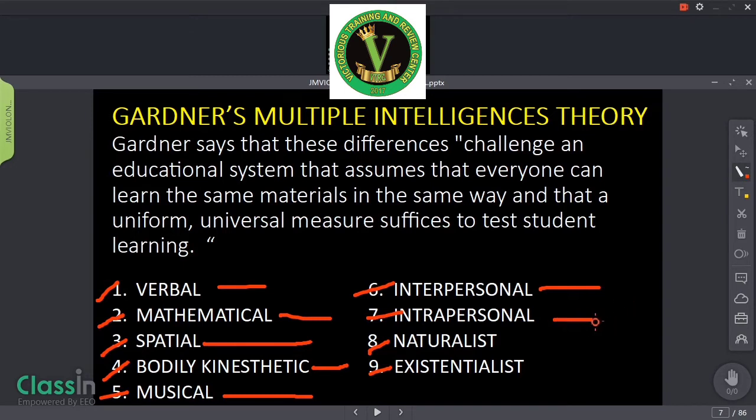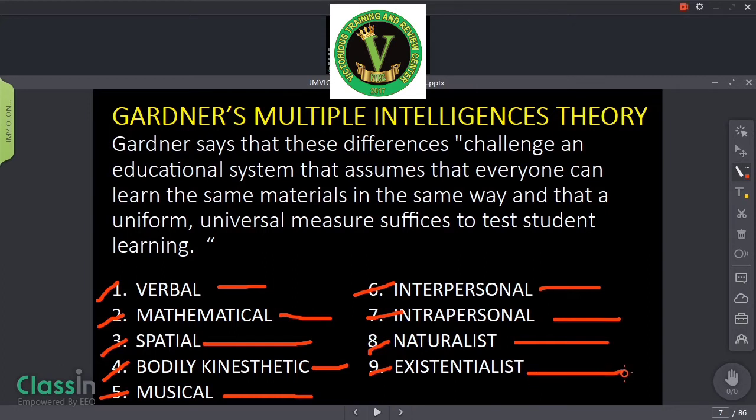The intrapersonal, on the other hand, pertains to knowing yourself. You could introspect, you could reflect, and you know yourself very well. So this is very important also. Naturalist is a form of intelligence that pertains to the environment, like loving plants, animals, Mother Earth. They have deep concern and a different level of love for our environment.